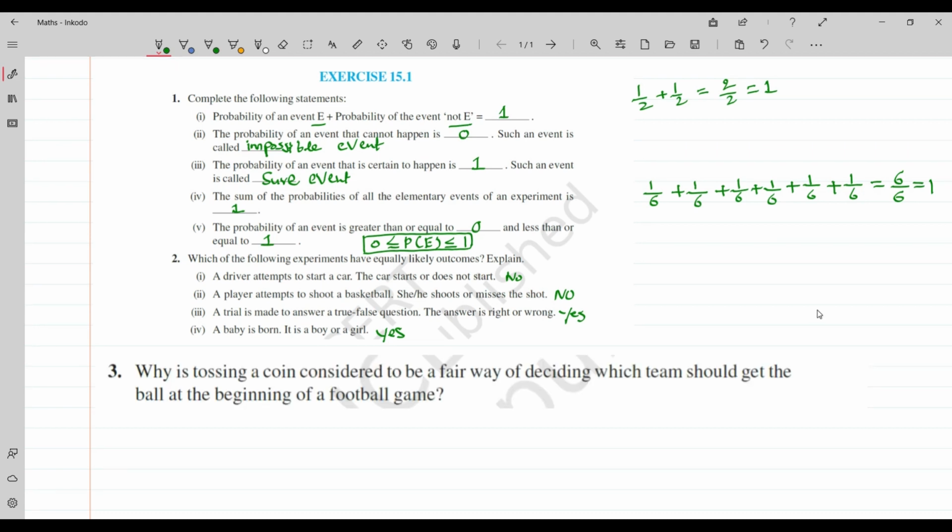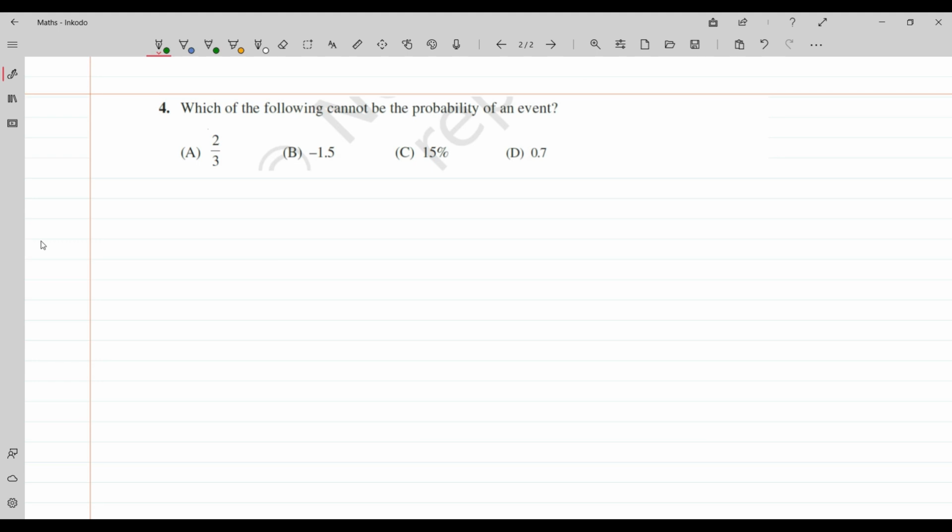Now let's see question number 3. Why is tossing a coin considered to be a fair way of deciding which team should get the ball at the beginning of a football game? Because the outcomes heads and tails are equally likely. Now let's see question number 4.